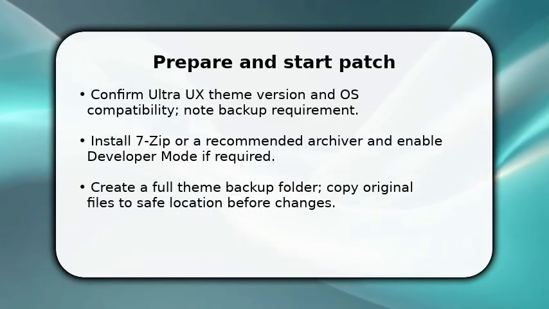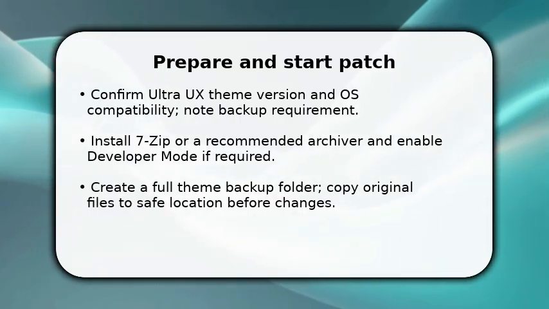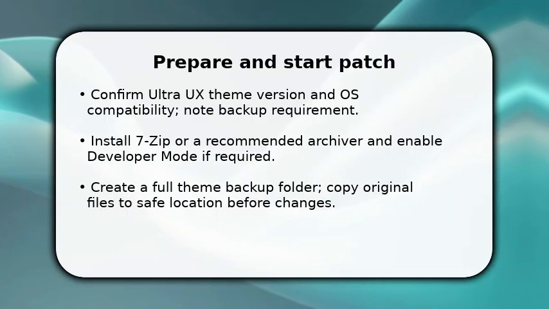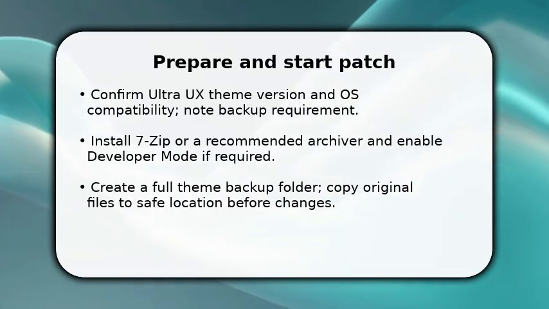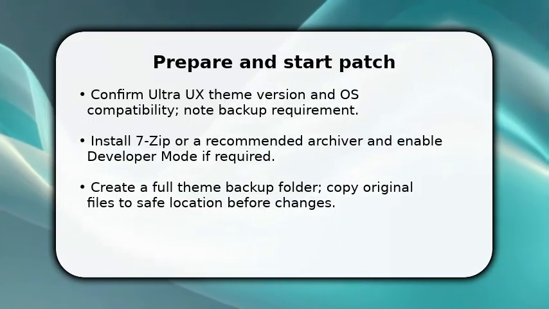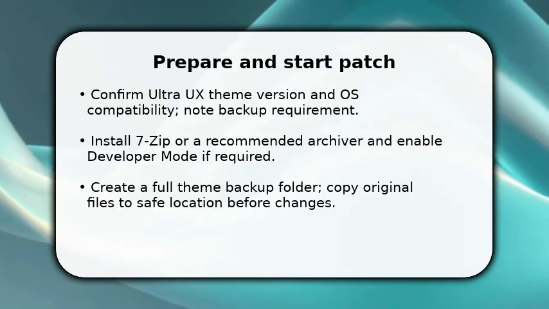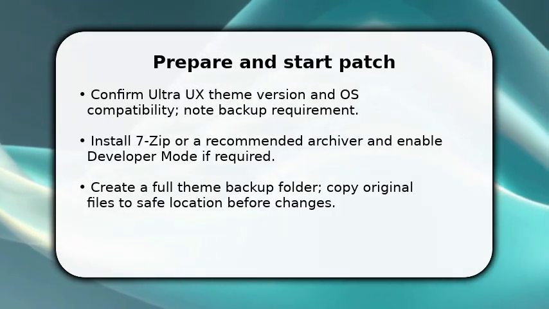You first verify the Ultra UX theme version and ensure OS compatibility, because mismatched versions break the UI. Once done, enable developer mode or admin privileges so you can write files. You then install a reliable archiver like 7-zip and create a full backup folder. Copy the original theme files there.